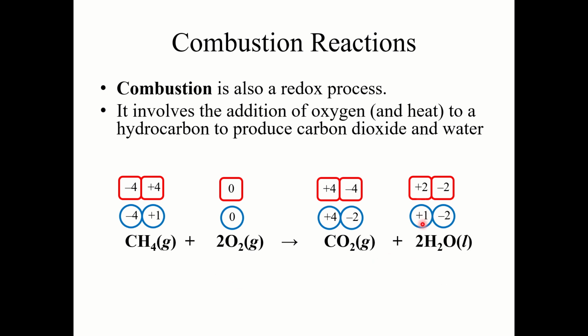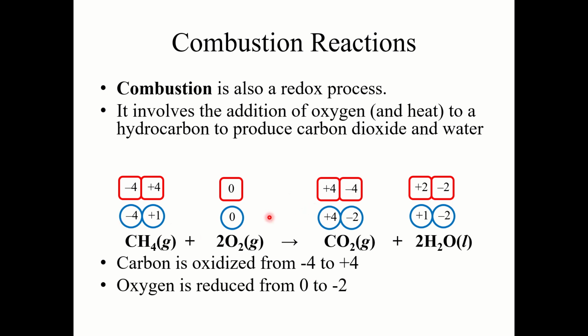So if we take a look at this, hydrogen is the same on both sides, right? Hydrogen's oxidation number is +1 on both sides. But what did change is carbon and oxygen. Carbon went from -4 to +4, so carbon is oxidized. And oxygen went from 0 to -2, so oxygen is reduced.